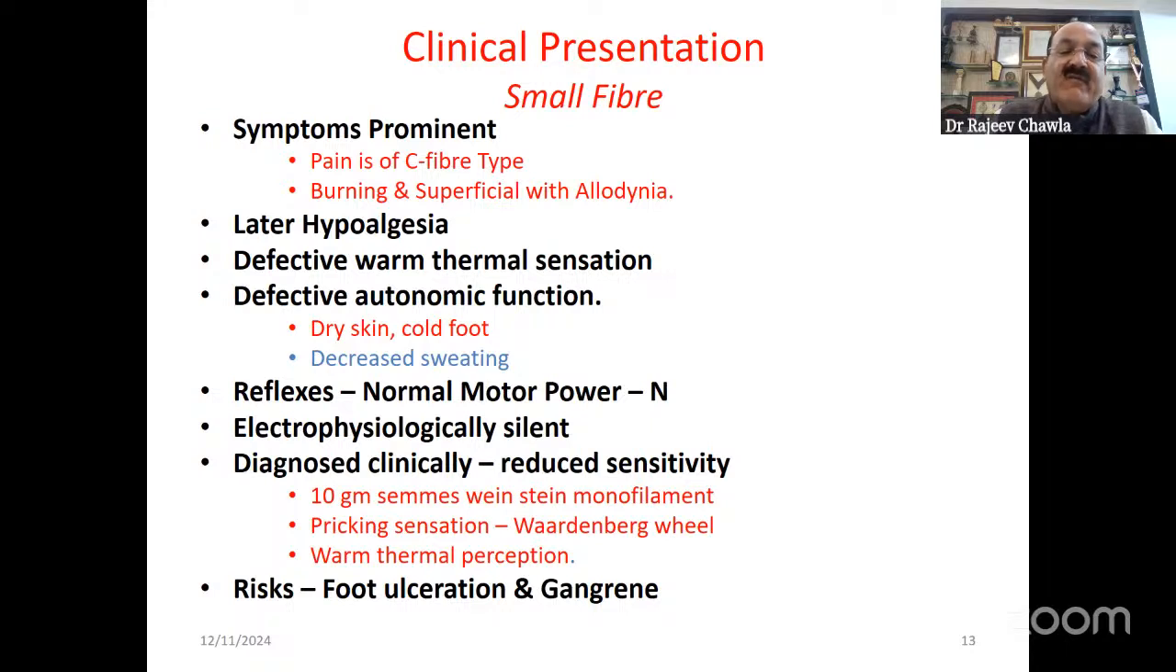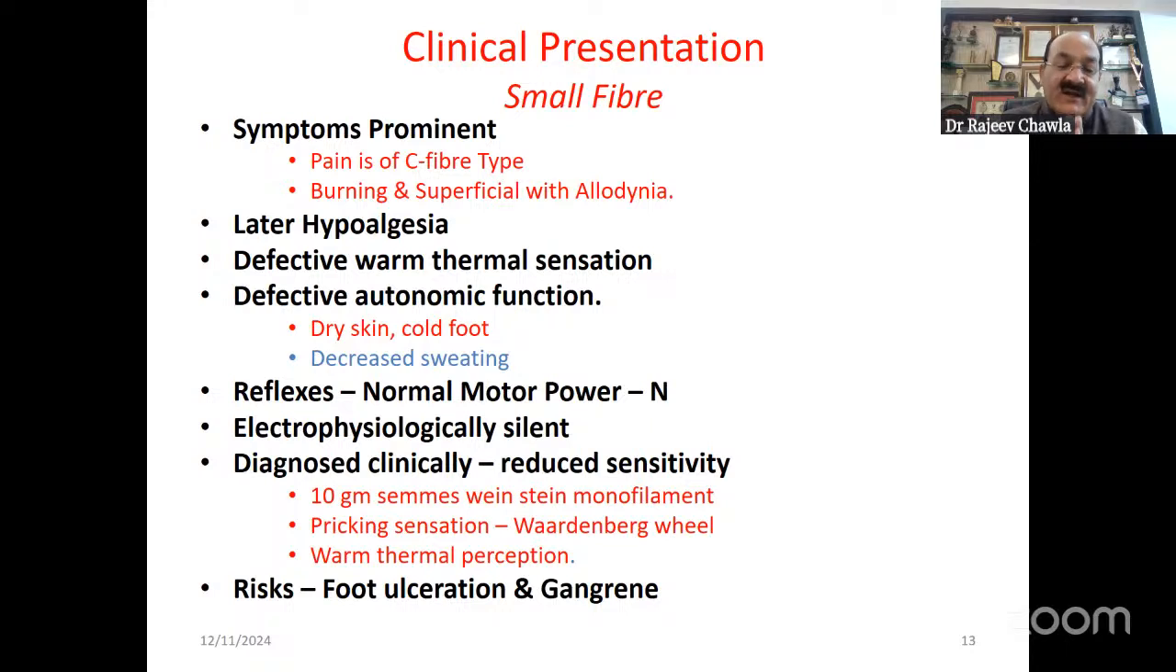They have a defective warm thermal sensation. That is how it can be picked up by a thermal pen or warm water filled in a cup, to see whether the patient can feel it or not. A defective autonomic function could be seen in these patients. They have dry skin and a cold foot, and there is decreased sweating. As compared to the large fiber neuropathy, their symptoms are different. I'll be alluding to that. Reflexes and motor function are classically normal in the beginning. Electrophysiologically also in the beginning it can be silent, but it can be picked up clinically.